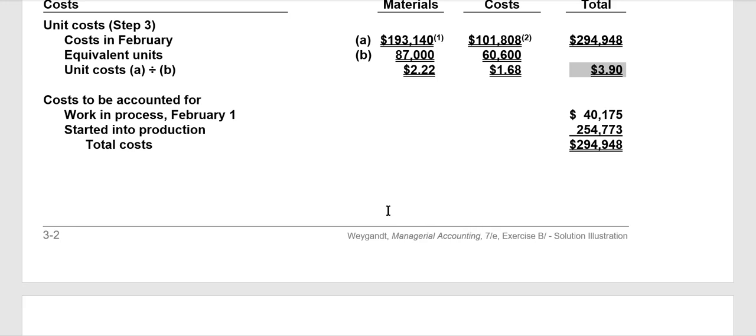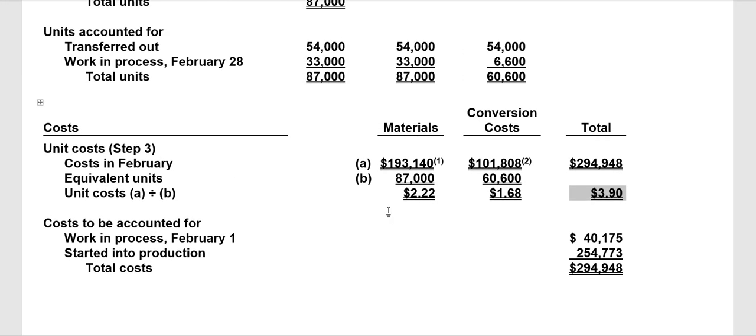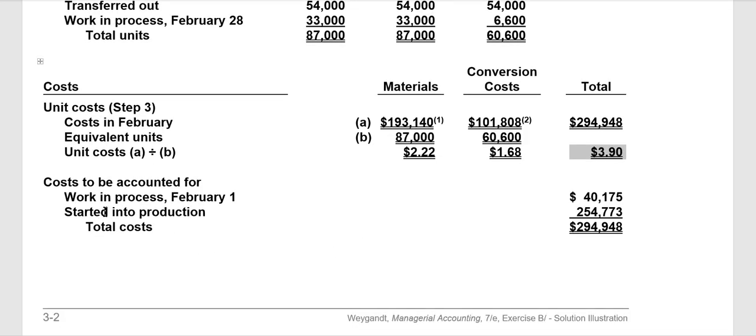And so now we have to account for the cost. And so for the cost to be accounted for, we add the beginning balance in the work in process plus the total cost added during the month. And so we have to account for $294,948.